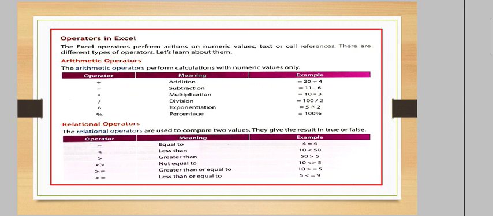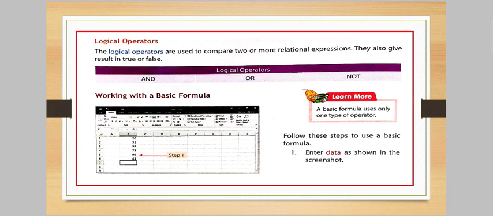Next is logical operators. The logical operators are used to compare two or more relational expressions. They also give results in true or false. You can see AND, OR, NOT. So these are the logical operators. Now next topic is working with a basic formula.